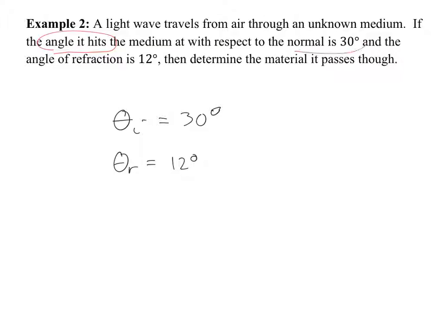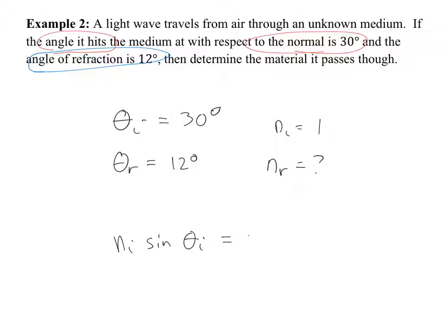The angle it hits to the normal is 30. That's the first part, and there's the second part I just wrote down. Now we know that it's coming from air. From air means that it's coming from n_i equals 1. So the question is, what is n_r? If we can figure out n_r, as Lauren said, we can go to our table and determine what material it is.